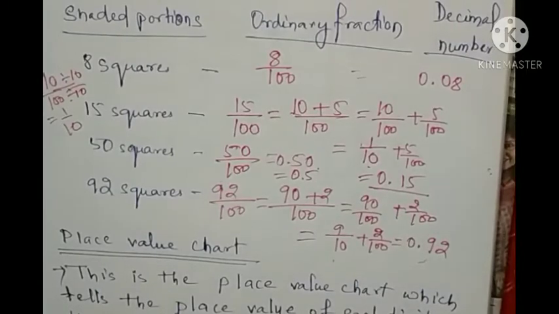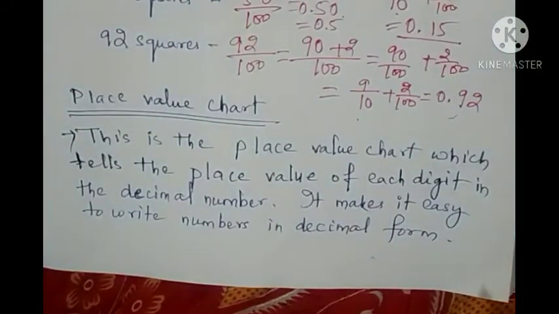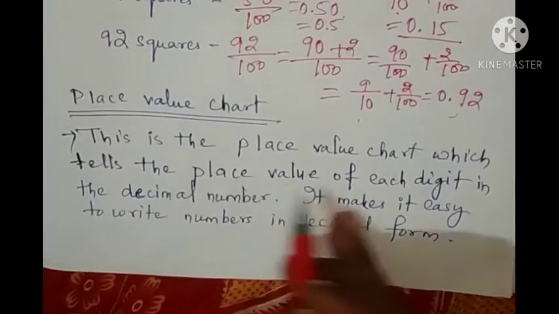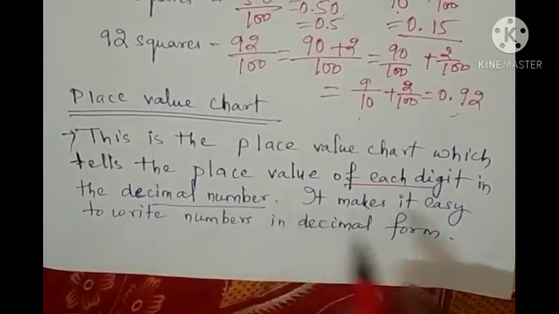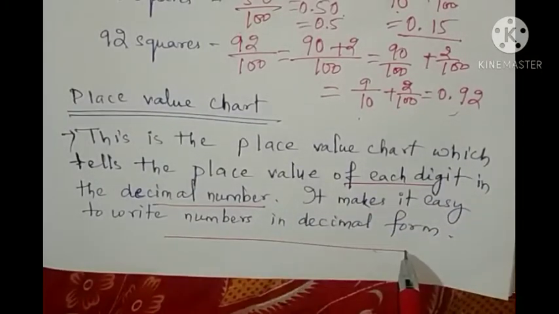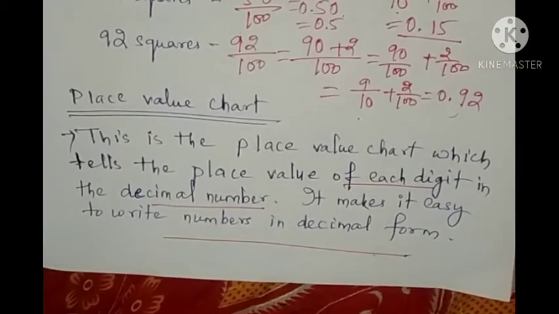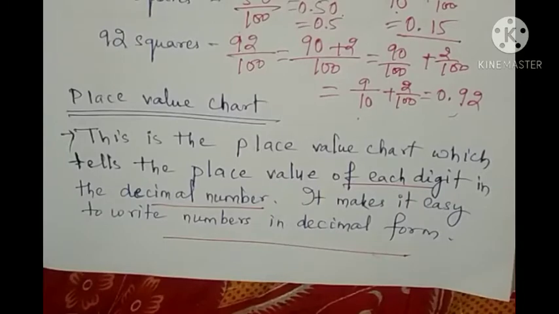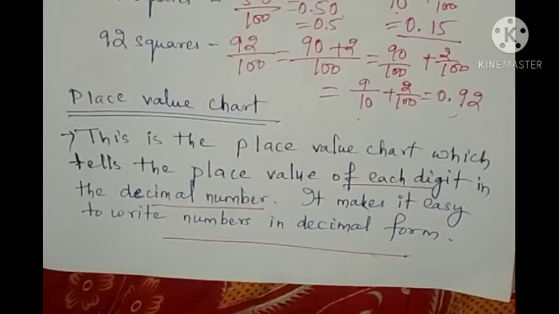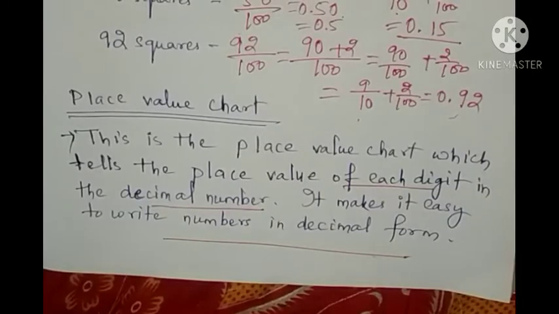Let's see what a place value chart is. How can we put numbers in a place value chart? This is the place value chart, which tells the place value of each digit in a decimal number. It makes it easy to write numbers in decimal form. If the digit is in the 10th place, we write 1 by 10. If it's in the 100th place, we write 1 by 100. If it is in the 10's place, we multiply by 10. If it's in the 100's place, we multiply by 100. If it is in the 1's place, we multiply by 1.